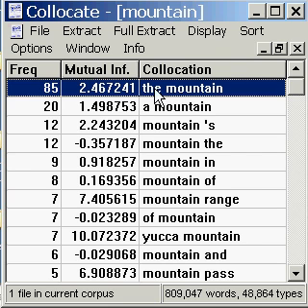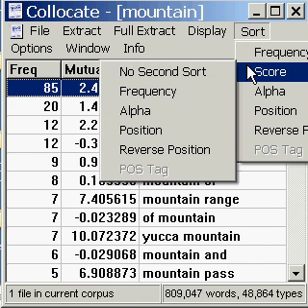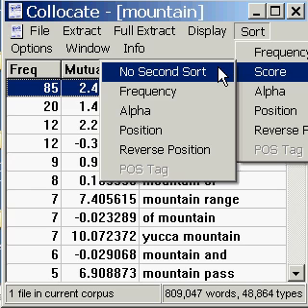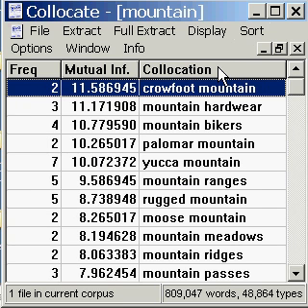And then we do have the mutual information score here, so I can sort on that, and the statistic is always underscore. So in terms of saying sort by descending value for the statistic, and now we see that the Crowfoot Mountain is the top ranked collocation according to this mutual information score.